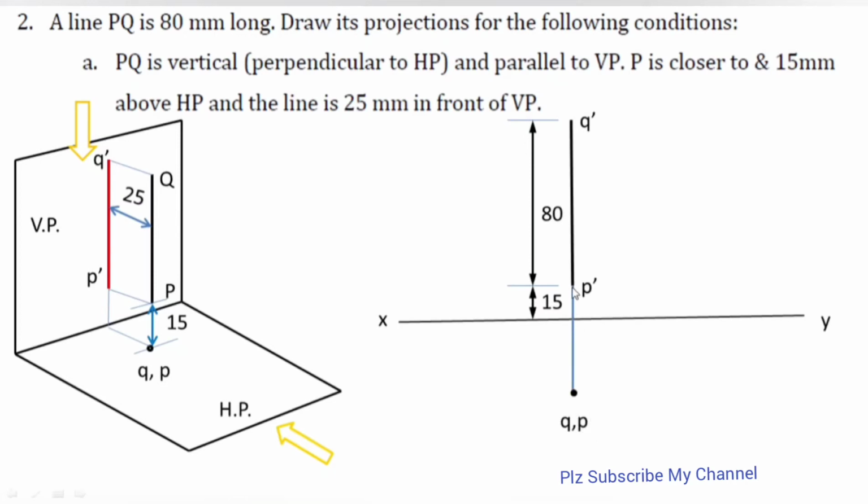And we need to join p dash to qp with the help of 2H pencil, with the help of light pencil. And later on we need to do the dimensioning of this thing also, which is 25 mm, right?